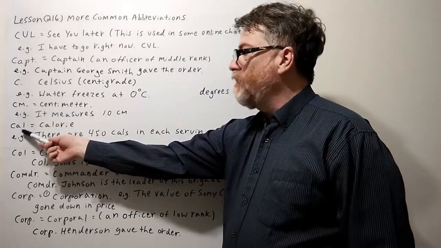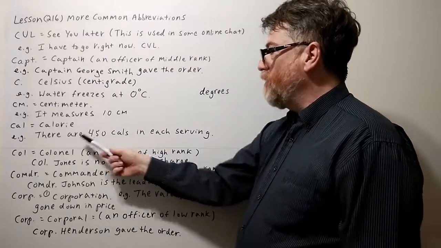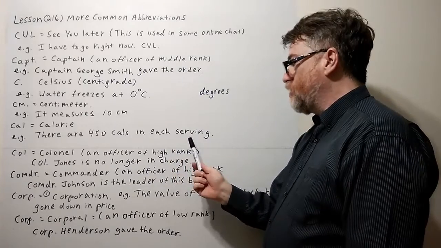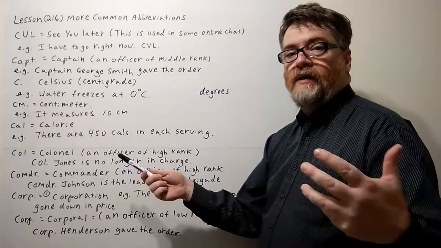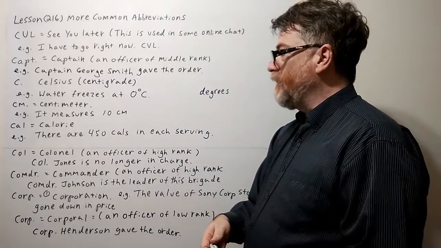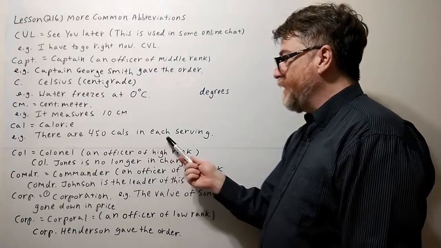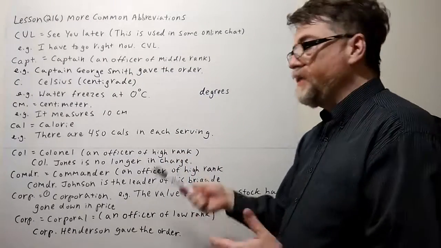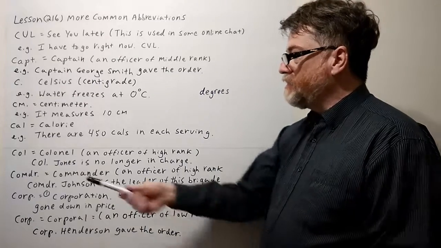Definitely. CAL, or cal. We say cal. Cal for calorie. There are 450 cals in each serving. You can add an S on this one just to simply make it a plural. So, of course, you can say there are 450 calories or there are 450 cals in each serving. You might see that on a box. Okay, so let's look at the next one now.